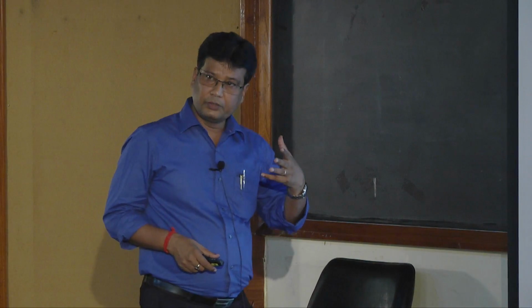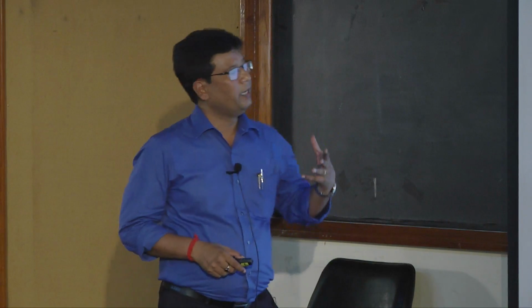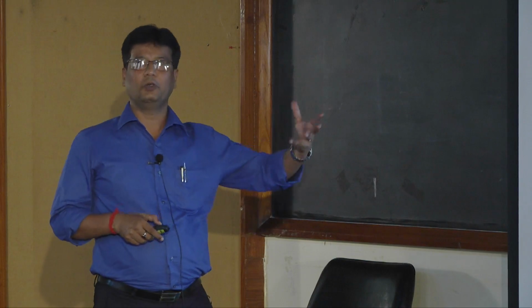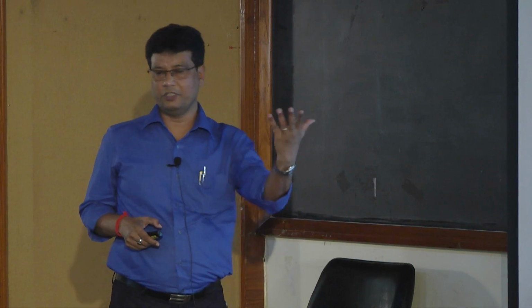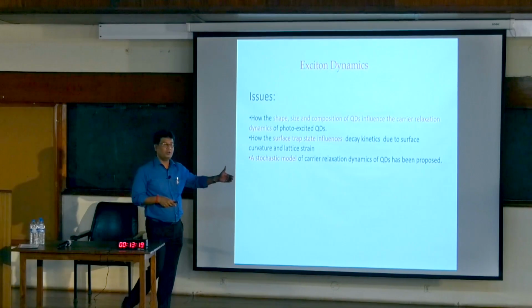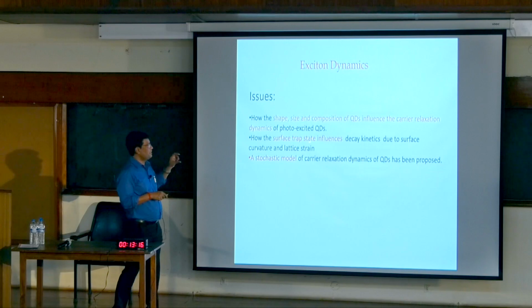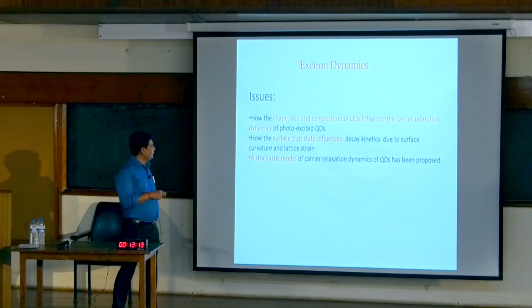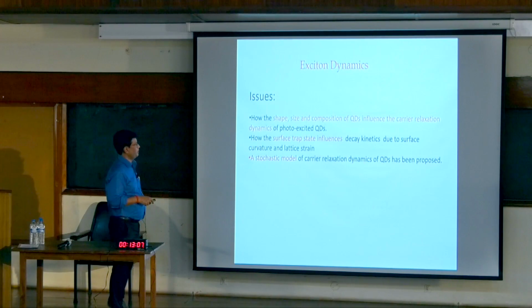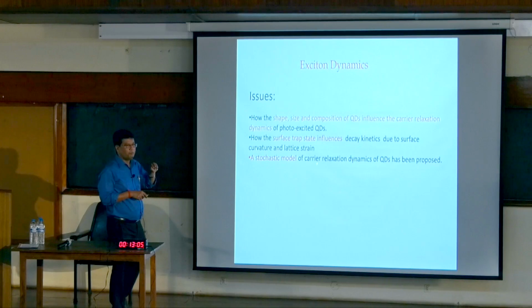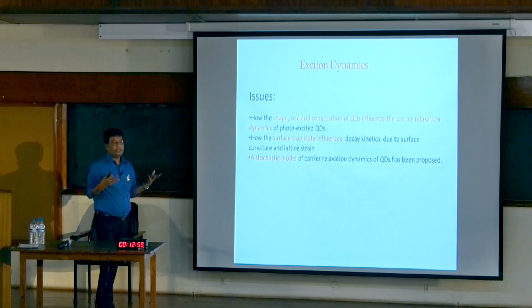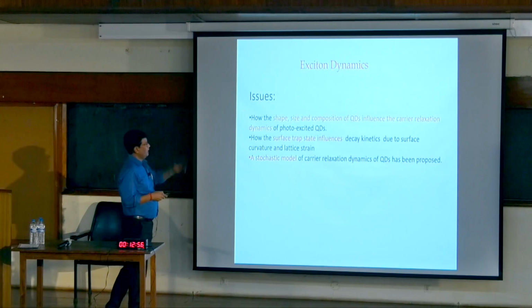The important issue in the exciton dynamics of nanomaterial-based systems is this: we know that if you change the shape, size and composition, you can tune the optical and photophysical properties. But will that influence the carrier relaxation process or not? And how does the surface trap state influence the decay kinetics, due to the curvature or lattice strain because of the composition? I'll give two examples later on. Finally, we developed a very modest model to explain all these things. So far there is no model to explain the kinetics of the non-radiative and radiative processes of this exciton.